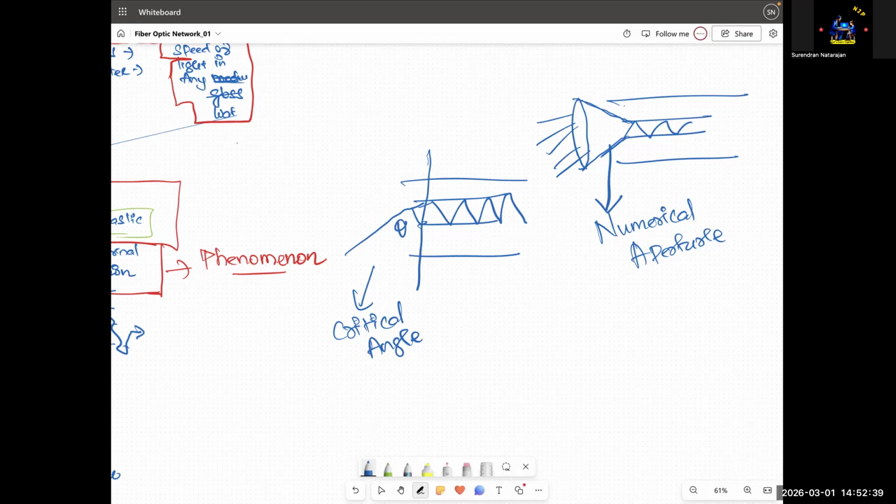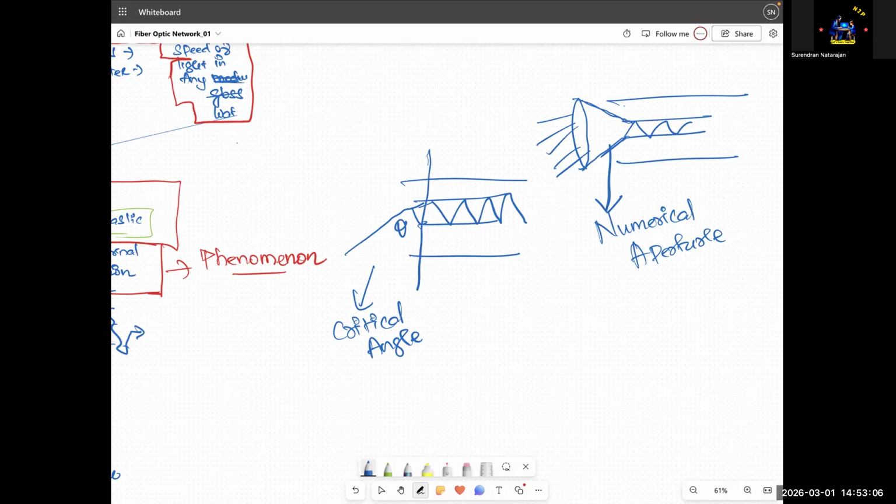So, critical angle. Now you got this one. If somebody asks how light travels in fiber, you need to tell it's traveling by total internal reflection. If you send the light at a critical angle, the light will be totally reflected inside this one. And this numerical aperture is nothing but the area in which you can send the light. The entire light will be captured inside the core.